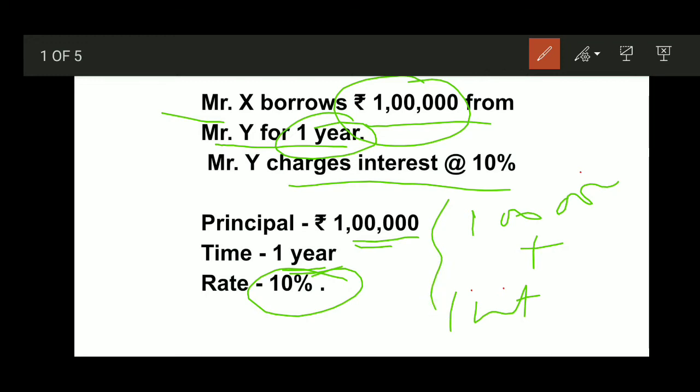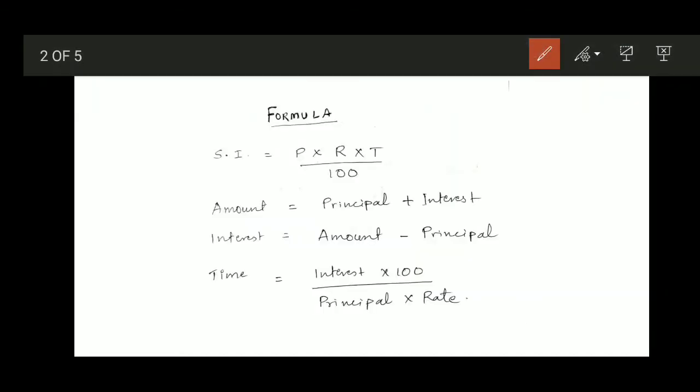So let us understand the concept of simple interest by doing some sums, as well as let us see some of the formulas which will be required to solve the questions. So the formulas are, first, SI, that is simple interest. P means principal, R means rate, and T means time. Remember students, the SI formula is P into R into T by 100. This is the formula of SI. Amount, principal plus interest, will be your amount, and the interest formula will be amount minus principal, and time will be interest into 100 divided by principal into rate.